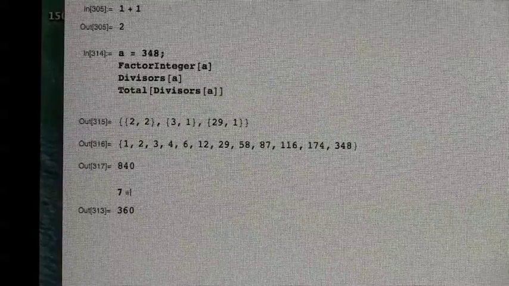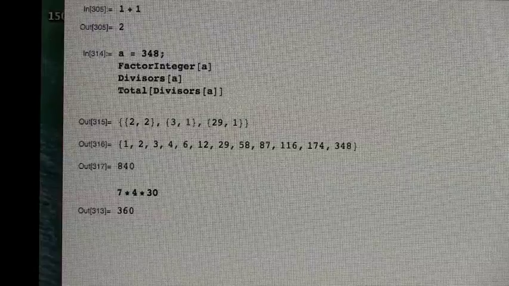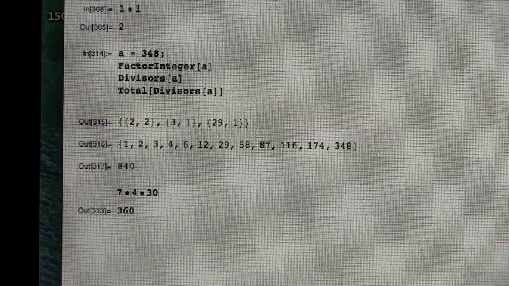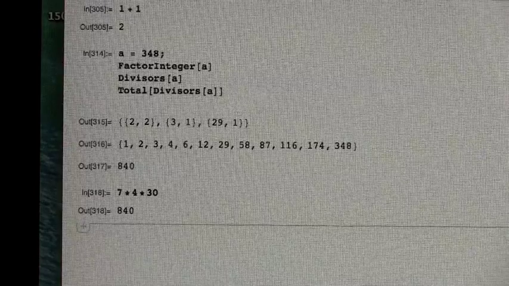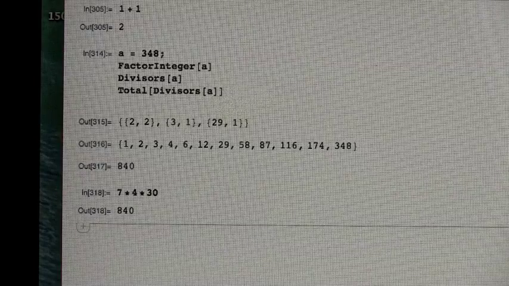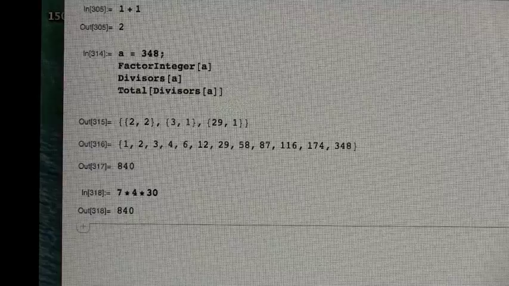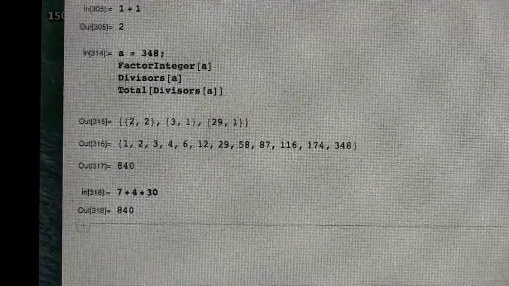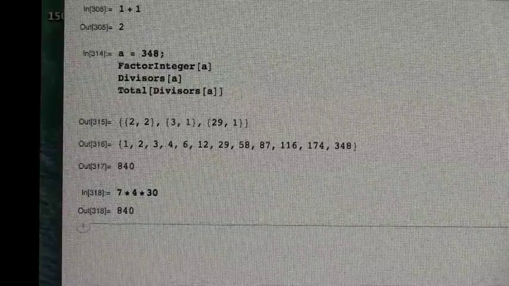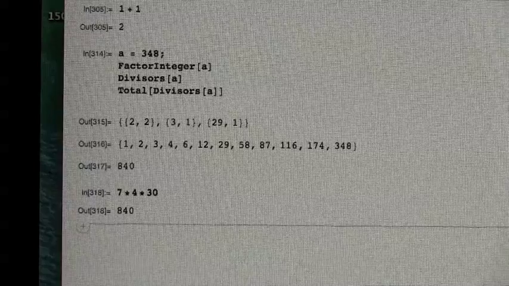It's 30. 7 times 4 times 30. Is there a quick way to do that? Well, it's 210 times 4, which is 840. There we go. 840, just like we found. So the sum of the divisors of a number is not just a totally random number. It relates to the sum of the divisors of all the individual prime parts of the number.